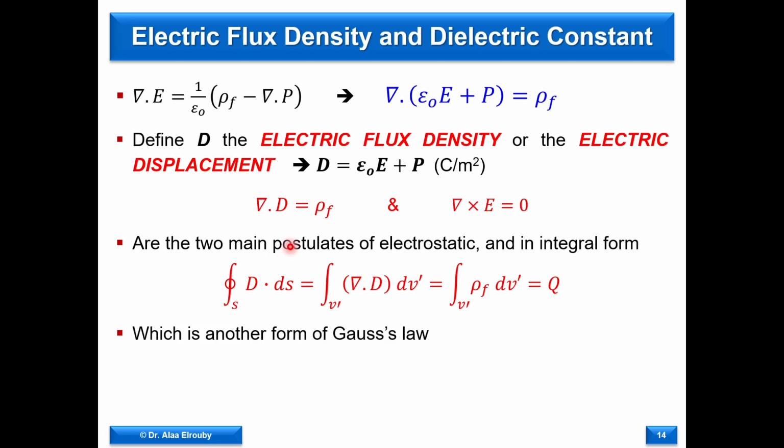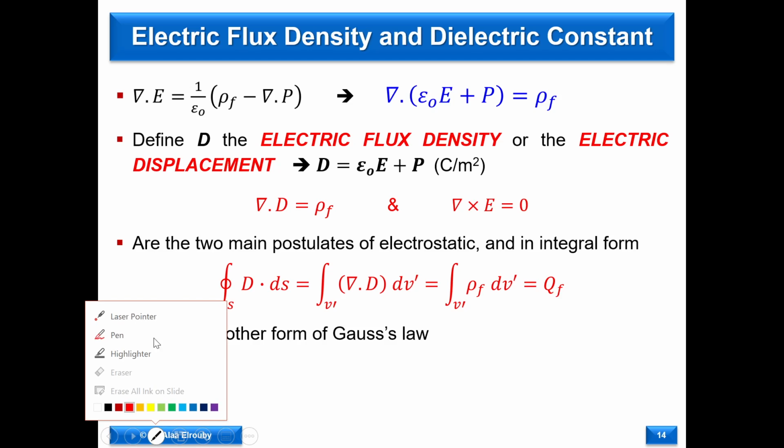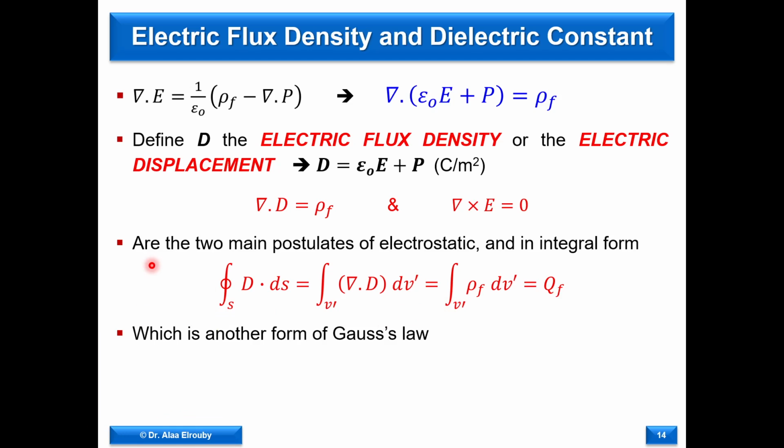The divergence of D equals rho F, or D dot ds over any closed surface equals the total free charge enclosed inside this surface. So D dot ds over any closed surface equals the total free charge enclosed by this closed surface.